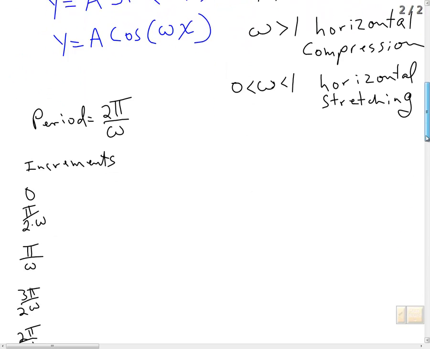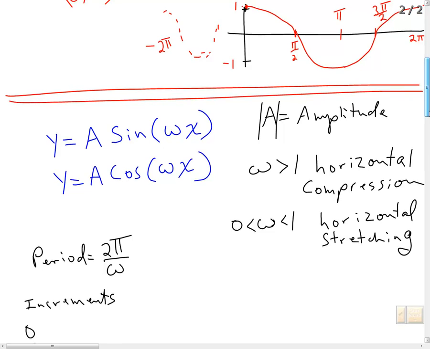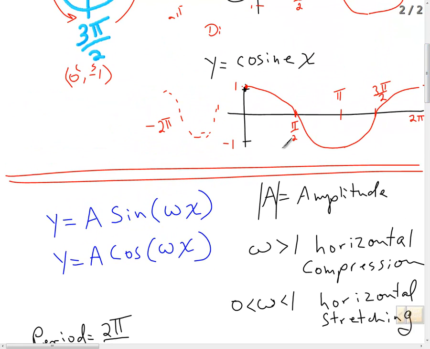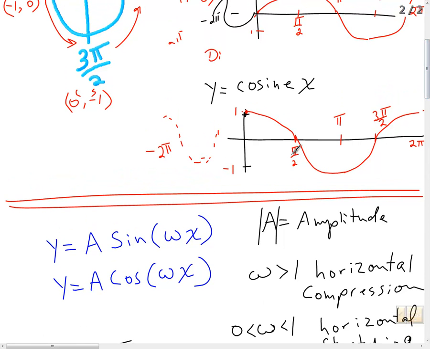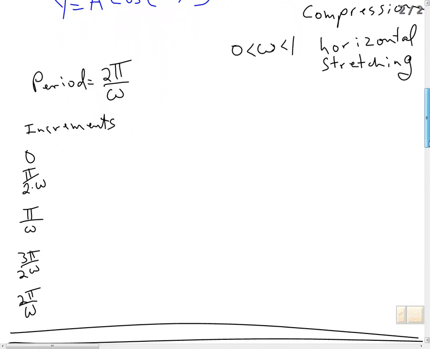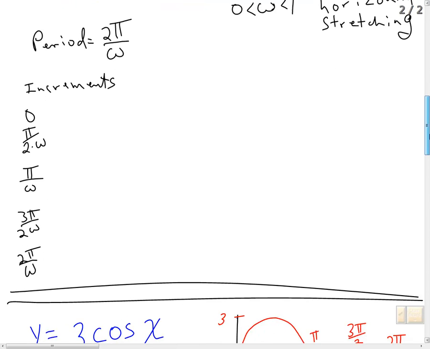This is going to be true for sine or cosine. Our increments, when omega is something other than 1, are no longer pi over 2, pi, 3 pi over 2, and 2 pi. For our incremental points, we have to multiply omega times each of the denominators, and that will help us determine what our new increments are.